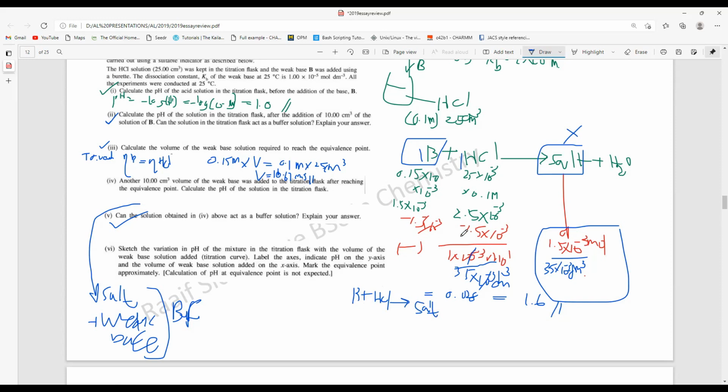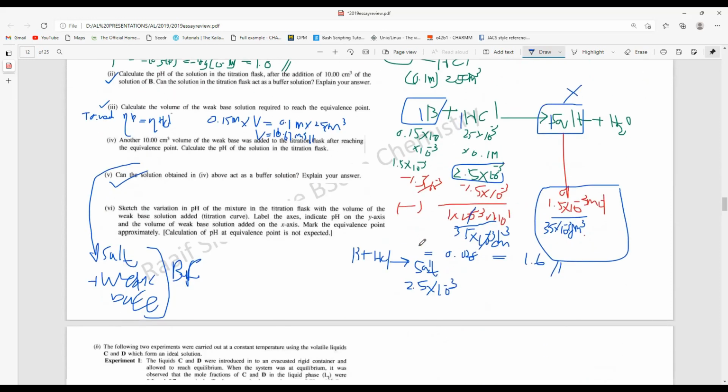So how much will be there at the equivalence point? The amount of salt will be equal to the number of moles of B and HCl. So it will be 2.5 into 10 to the power minus 3 moles. Why? Because a 1:1 reaction will give 1:1 salt. So if you have 2.5 into 10 to the power minus 3 moles of B, you have 2.5 into 10 to the power minus 3 of HCl. So the same amount is going to form for the salt. Then they add 10 cubic centimeter of the base again. So what is the amount of base?